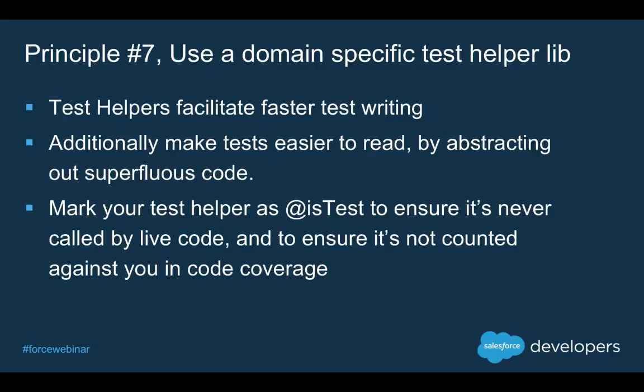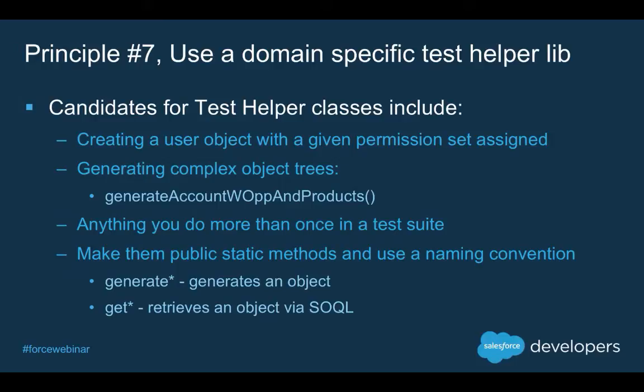But the idea here is you're going to create a bunch of static helper methods to create data or to help your tests run faster or to be built faster. And there are some candidates that come to mind for what you could automate this way, and that's the idea of creating a user object and automatically assigning it a given permission set.